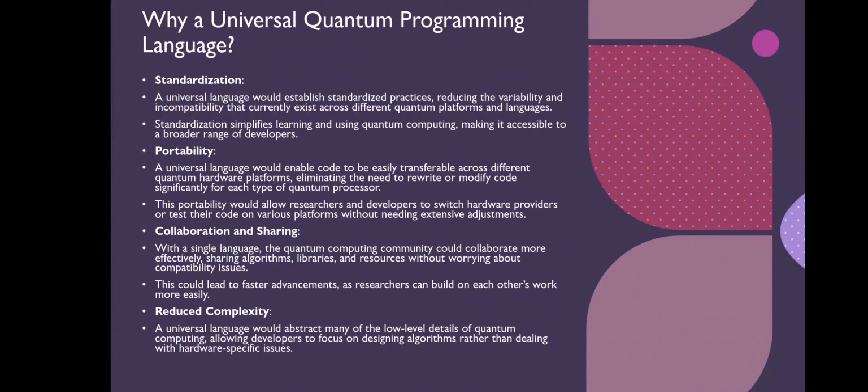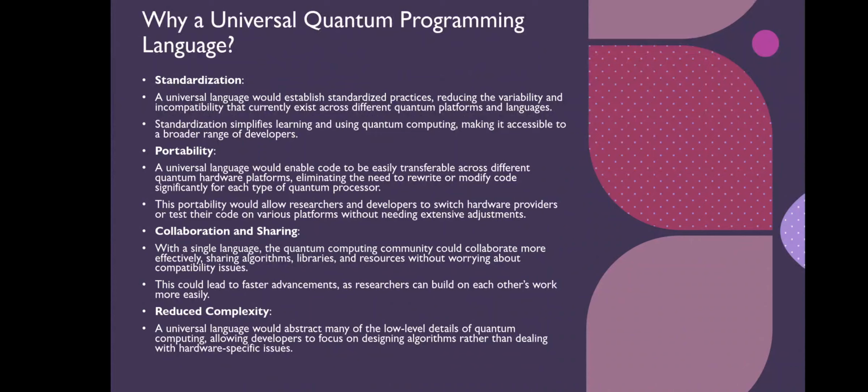Collaboration and sharing. With a single language, the quantum computing community will collaborate more effectively, sharing algorithms, libraries, and resources without worrying about compatibility issues. This could lead to faster advancements as researchers can build on each other's work more easily. Reduced complexity. A universal language would abstract many of the low-level details of quantum computing, allowing developers to focus on designing algorithms rather than dealing with hardware-specific issues.